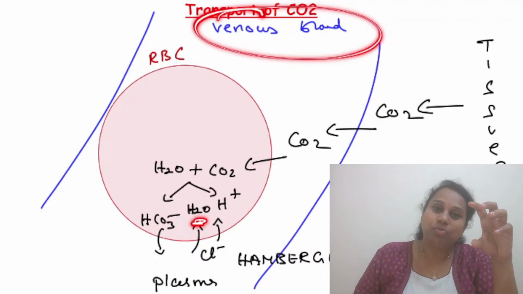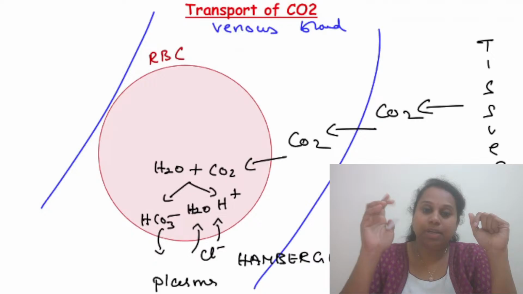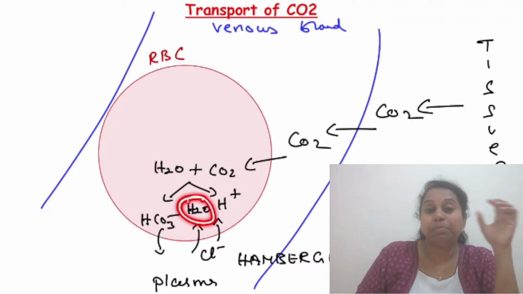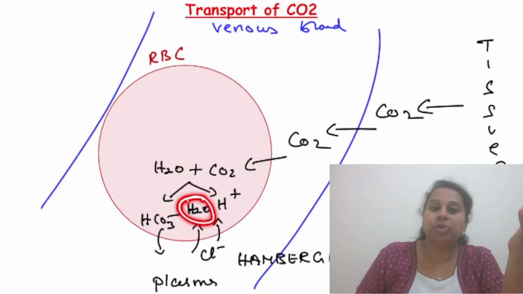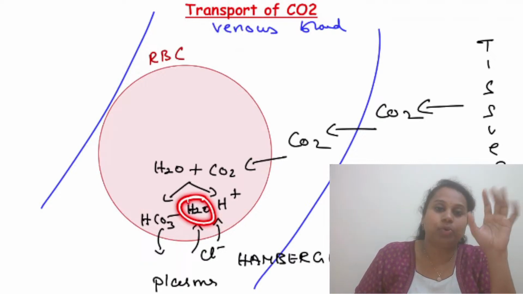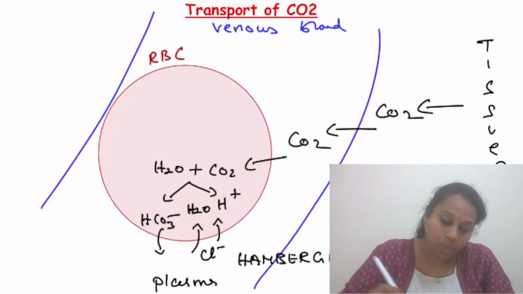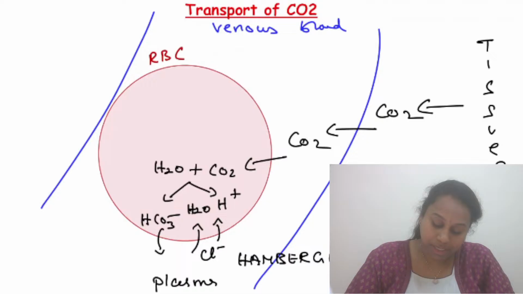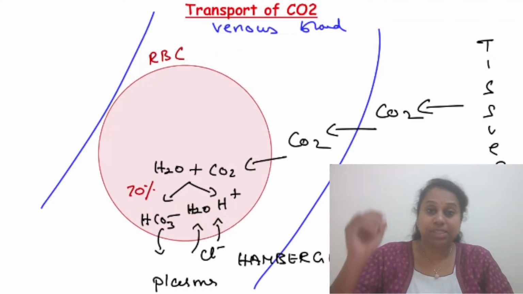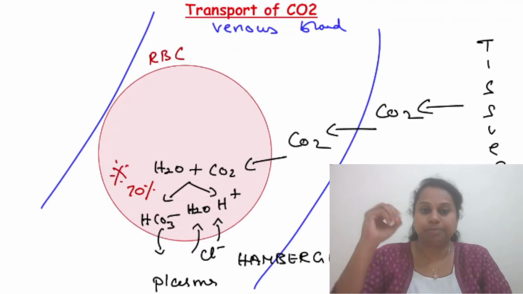You take a packed cell volume. Hematocrit means packed cell volume, the volume of cells. The venous blood RBCs, the packed cell volume is more because of this water. So venous blood packed cell volume or hematocrit is 3% more than the arterial blood packed cell volume or hematocrit. That's a fact, and the reason for this is Hamburger's shift. How much of carbon dioxide is transported like this? Almost 70%. Maximum transport of CO2 is in the form of bicarbonate.